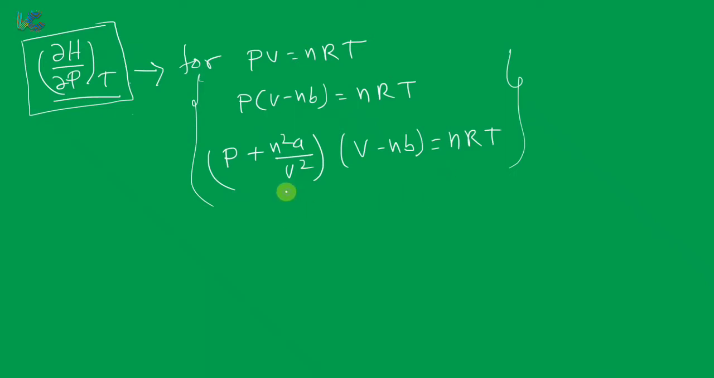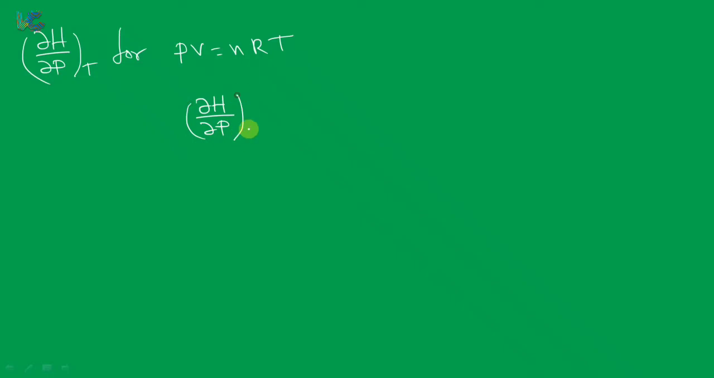So let's see one by one, starting with the ideal gas equation. We want to measure the value of del H del P at constant T for n mole of ideal gas. That means we will use the gas equation PV is equal to nRT. Okay. Now we have already derived this equation that del H del P at constant T is equal to minus T del V del T at constant P plus V. Fine.